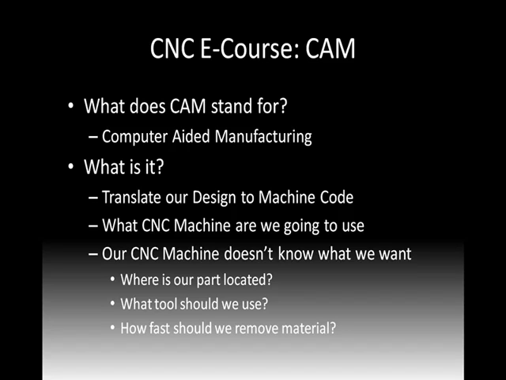Now, our CNC machine doesn't really know what we want from it. It doesn't know where the part's located. It doesn't know what tool we should be using. It doesn't know how fast to move, and we need to define that, and we do that in the CAM step.